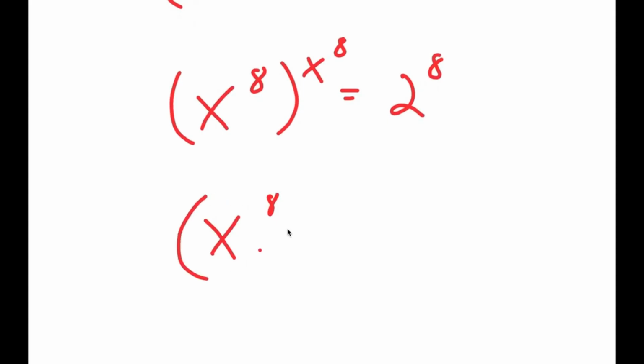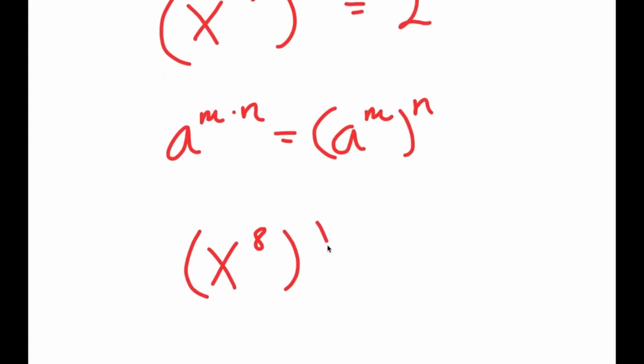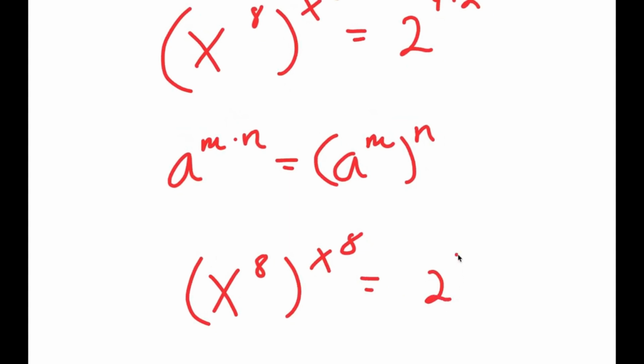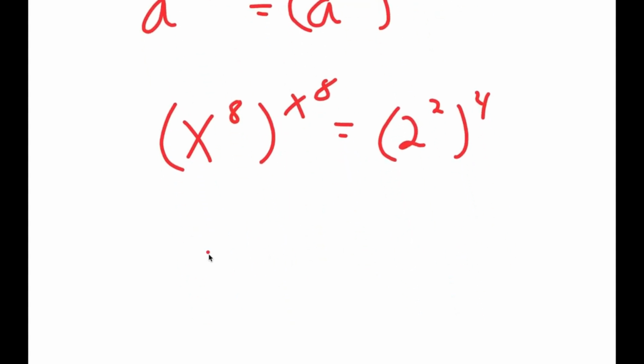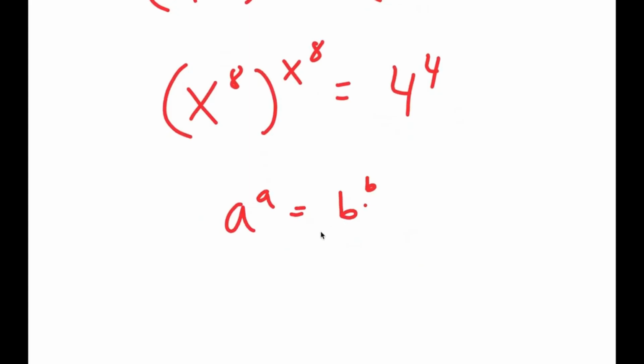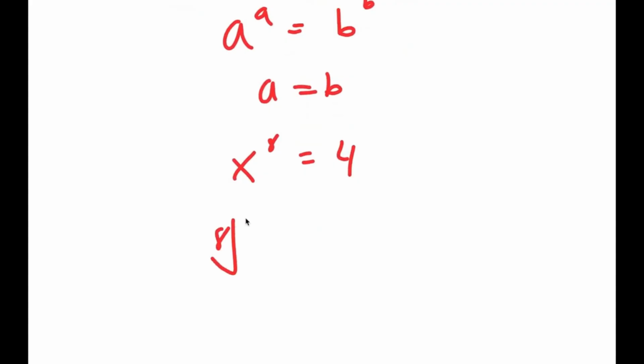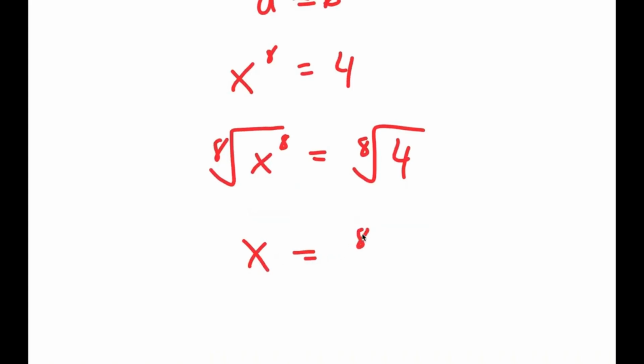Now I can rewrite 2^8 as 2^(4·2). And if I have something in the form a^(m·n), this is equal to (a^m)^n. So this turns into (x^8)^(x^8) = (2^2)^4, meaning (x^8)^(x^8) = 4^4. And because it's in the form a^a = b^b, this means that a is equal to b. So x^8 = 4. And if I take the 8th root on both sides, I get x = the 8th root of 4.